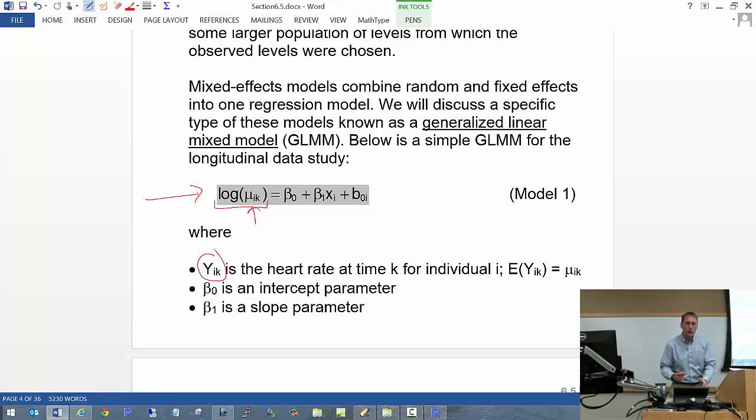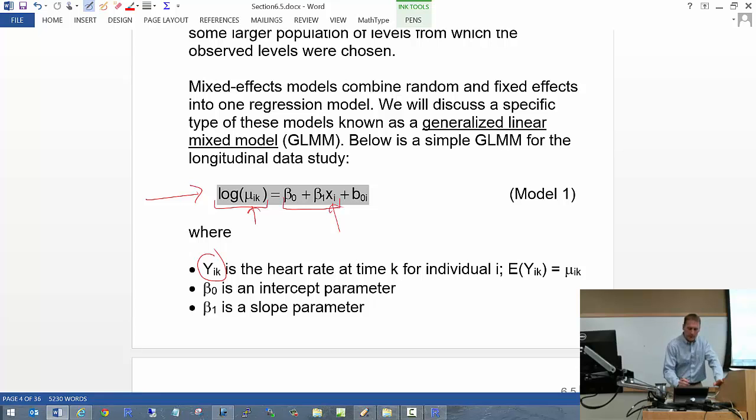I'm going to use a log link function, log of mu sub ik, and then similar to what we saw in chapter 4, I have a beta 0 plus a beta 1 times x sub i. Where beta 0 is a parameter, like our intercept parameter that we want to estimate. Beta 1 is a slope parameter that we will want to estimate. This x sub i, just to put it in the context of a particular example, let's suppose x sub i is simply binary. It represents whether or not a person received a new drug, or maybe a placebo. Those are the two possibilities, the one or a zero.